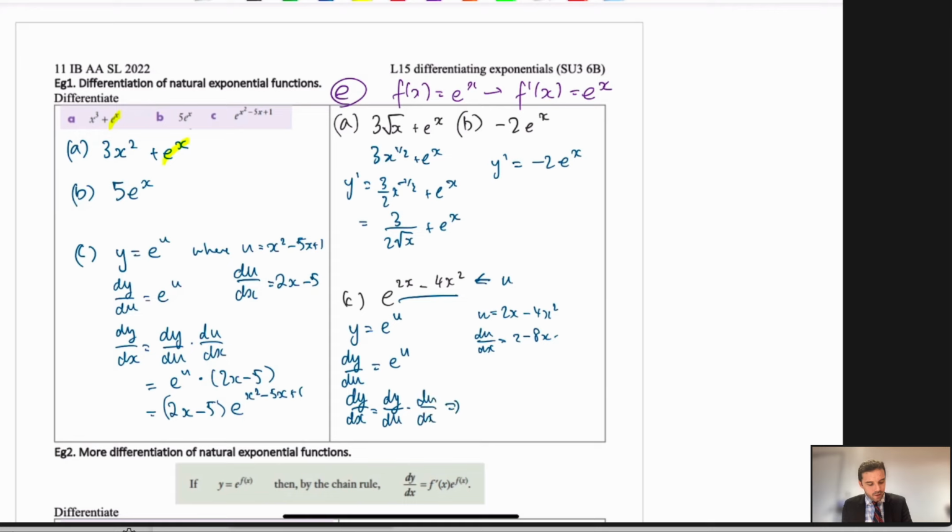Dy by du is going to be e to the u times by 2 take 8x, and then sub in u. So your final answer is going to be 2 take 8x lots of e to the power of 2x take 4x squared. Hopefully it went well there.